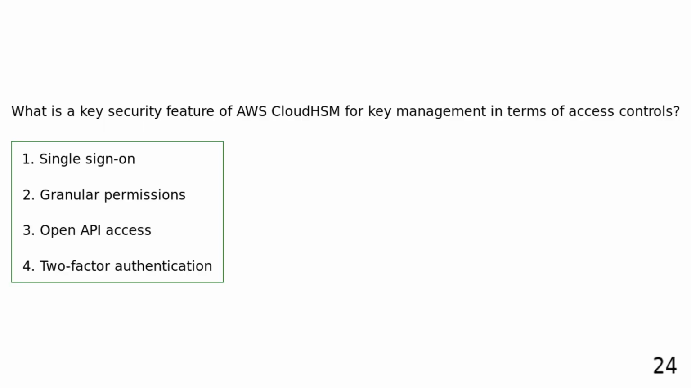What is a key security feature of AWS CloudHSM for key management in terms of access controls? Single sign-on. Granular permissions. Open API access. Two-factor authentication.